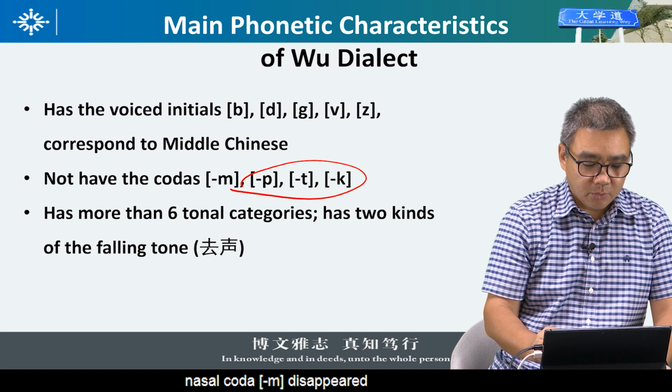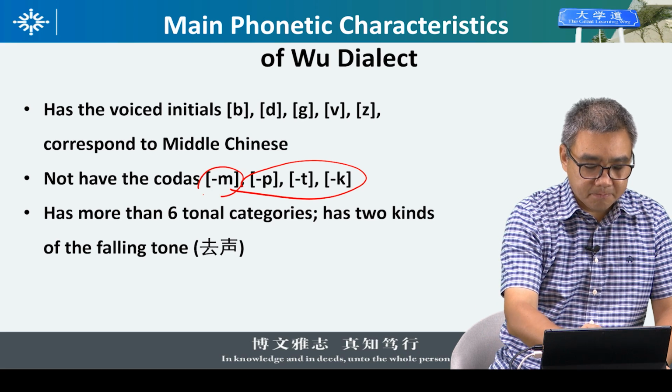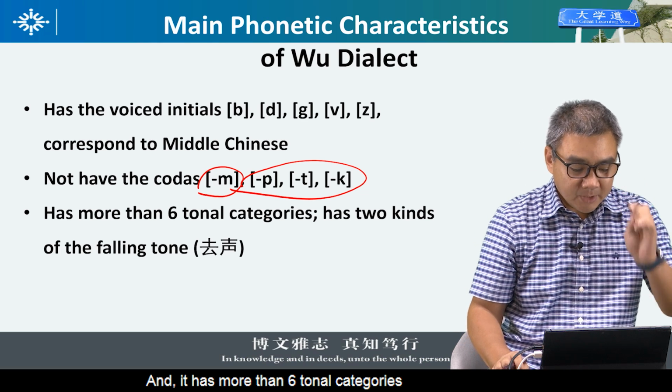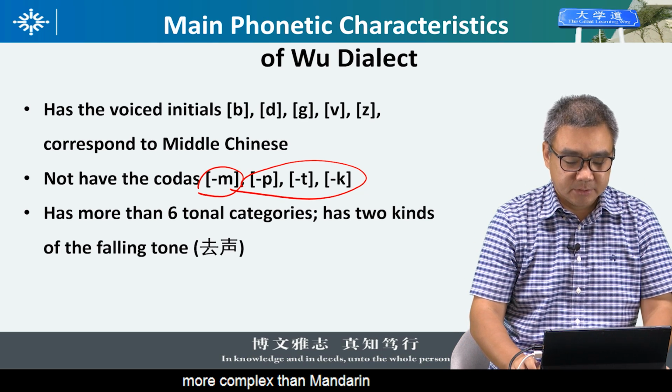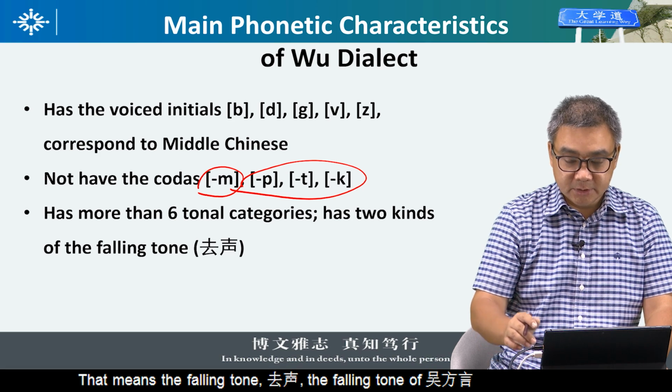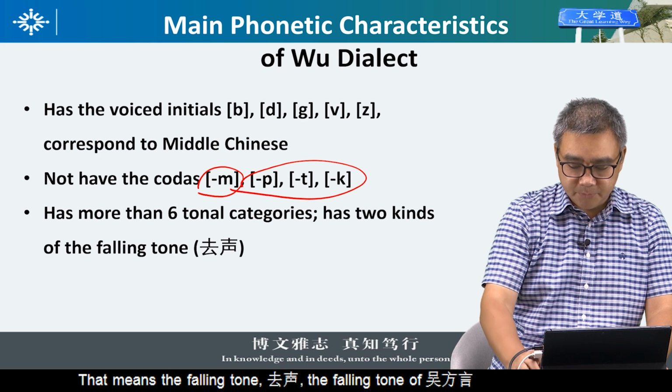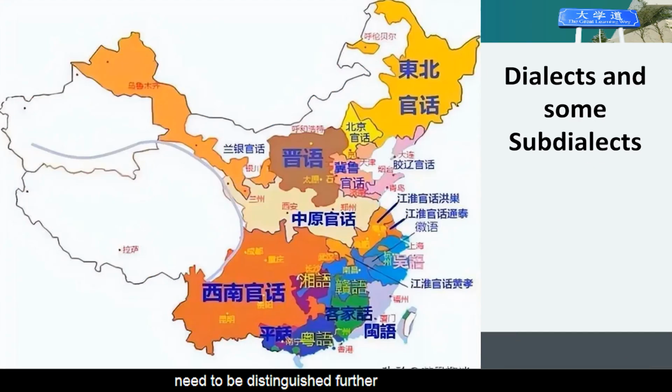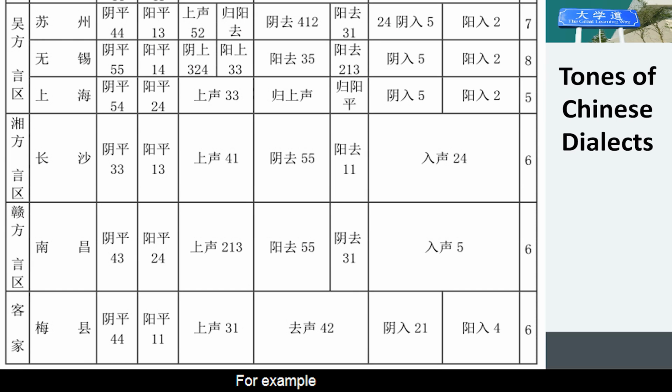And nasal coda disappear. And it has more than 6 tonal categories, more complex than Mandarin. It has 2 kinds of falling tones. That means the falling tone, 去声, of Wu Fangyan need to be distinguished further. For example, you can observe on this page 去声 Wu Fangyan, whether Suzhou, Wuxi, or Shanghai, they differentiate 去声 into 2 categories, which pronounce differently.